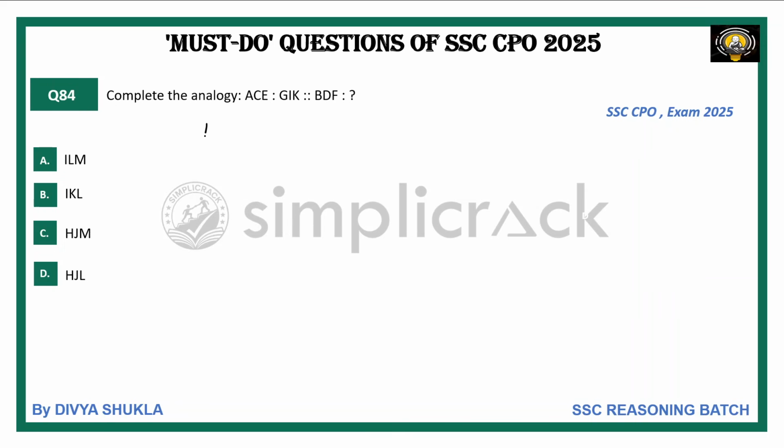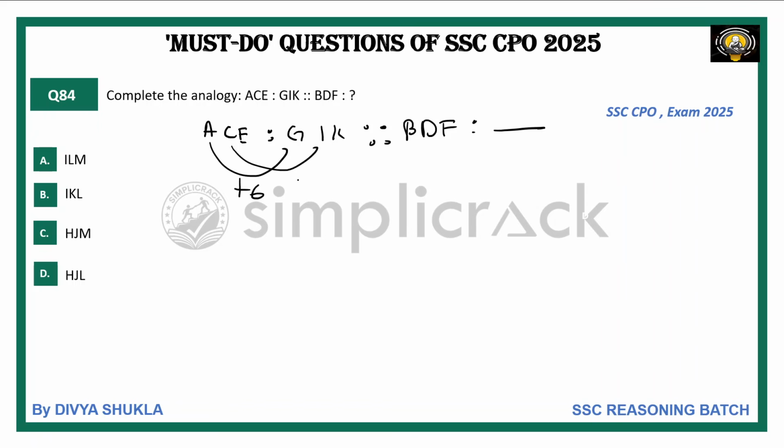Complete the analogy. ACE is related to GIK. In the same way, BDF is related to what? So A is becoming G by an addition of 6. C is becoming I by addition of 6. E is becoming K by addition of 6. That means I need to add 6 in the place values of all of these. That means I would be getting H, J and F plus 6, that is L. HJL, option D is the right answer for this question.